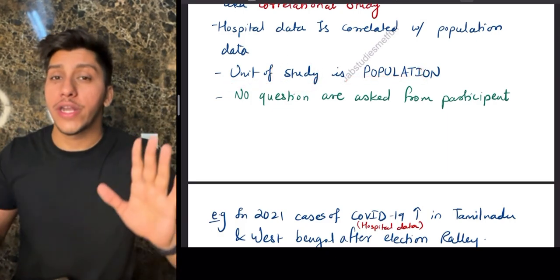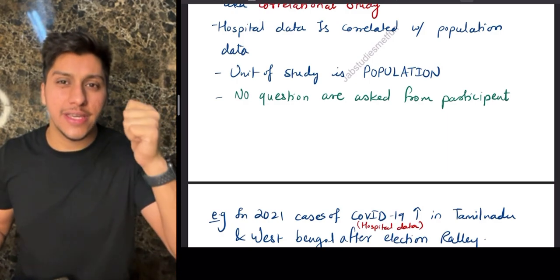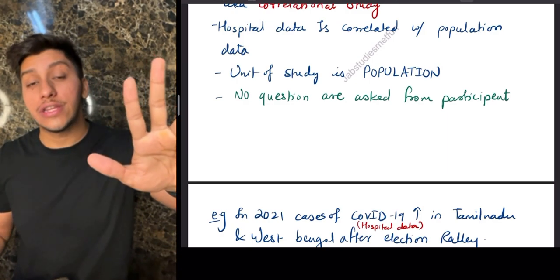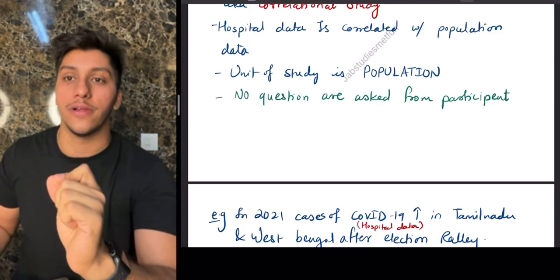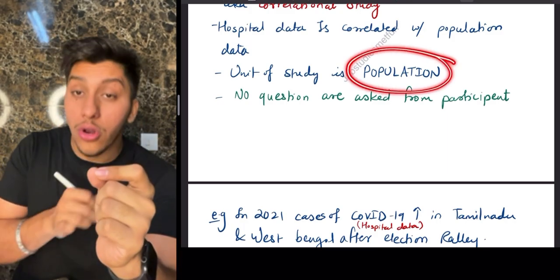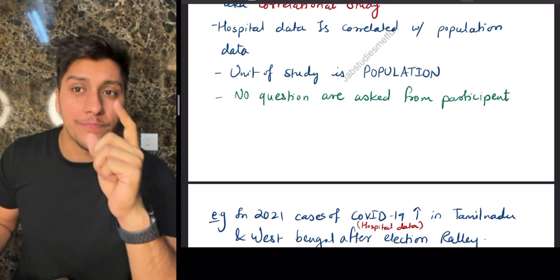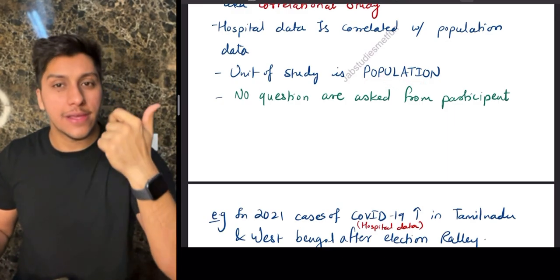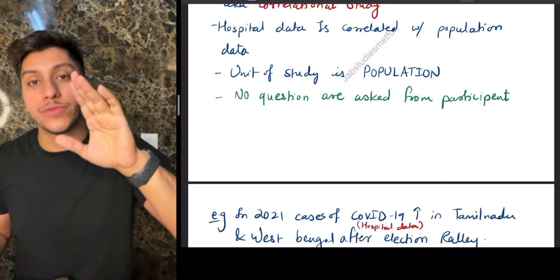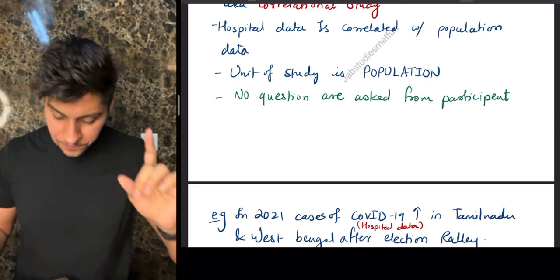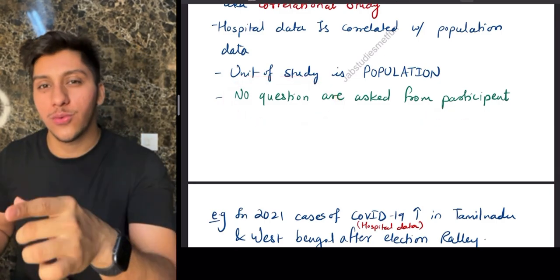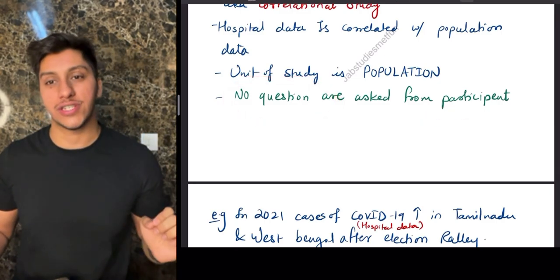On the other hand, whatever we studied right now, case study, case series, cross-sectional study, all of these three, the unit of study was individual. So make sure you know that in ecological study or correlational study, the unit of study is going to be population. Whereas in case study, case series, and cross-section, the unit of study is individual. No questions are asked from the participant. Where do you ask questions? Very good. In cross-sectional studies.